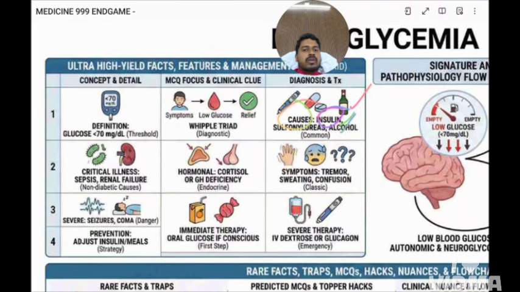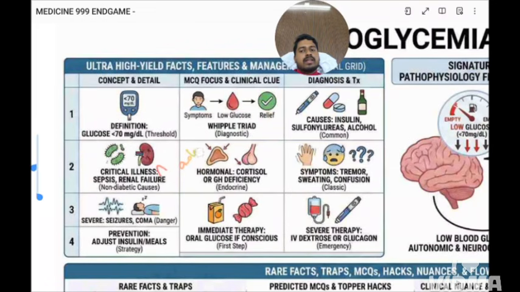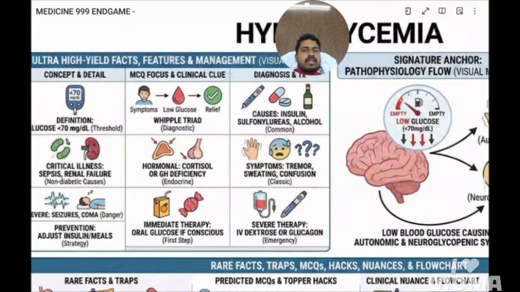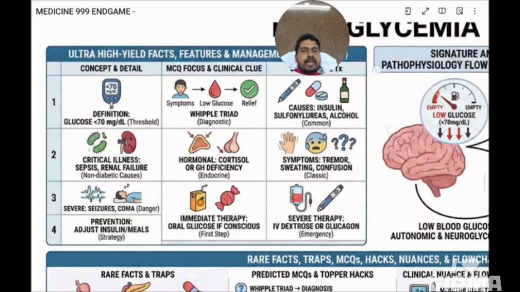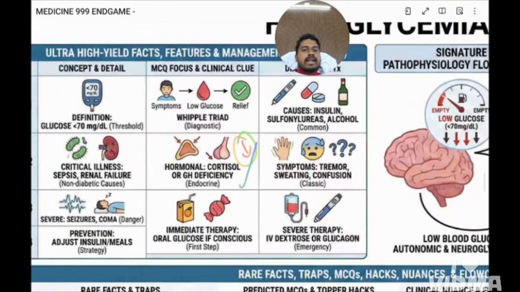Okay. So what are the causes? Most common causes: insulin overdose, then sulfonylureas and alcohol. Next, it can occur in non-diabetic causes also, like sepsis, renal failure. What is an endocrine cause? For example, cortisol deficiency, GH deficiency, or Addison's crisis. Okay, you have seen this adrenal crisis. Adrenal crisis means where cortisol and aldosterone are decreased. So that is adrenal failure.